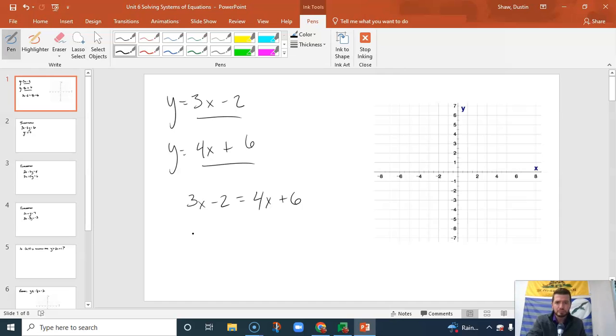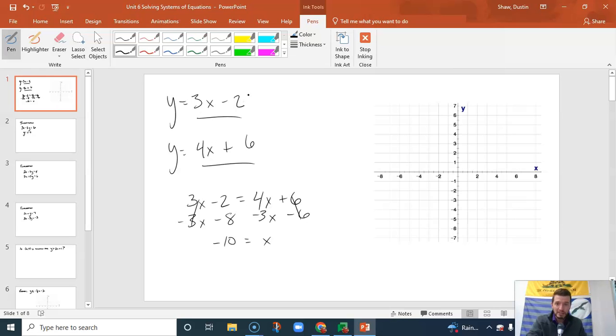Anyway, so again here I see I have a 3x over here and a 4x over here, so I'm going to subtract 3x from both sides. And then on this side I'm going to subtract 6 from both sides. And so now I'm left with negative 10 equals x. So x equals negative 10.